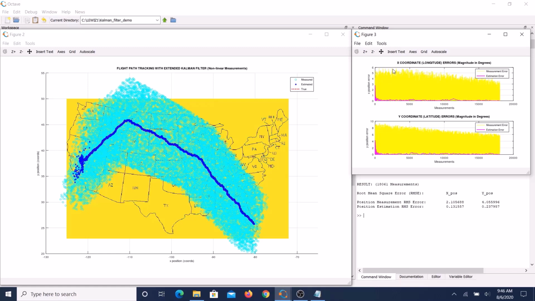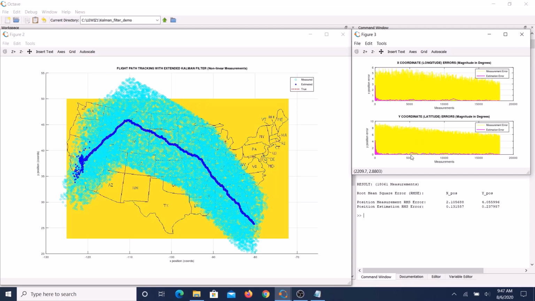Now in the right hand side figure, you can see the measurement and estimation error and their comparison. As you can see, the estimation error is still significantly reduced from the measurement error. And on the command window, you can see the result of root mean square errors for both measurement and estimation of x and y coordinates. So this was one method to deal with the nonlinear equations in the flight path tracking system.